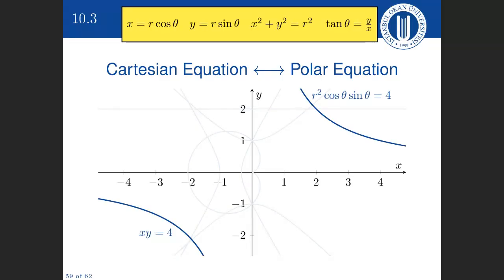This is the curve xy is equal to 4, or y is equal to 4 divided by x if you wish. That's the same as r squared cos theta sine theta is equal to 4. Next one.